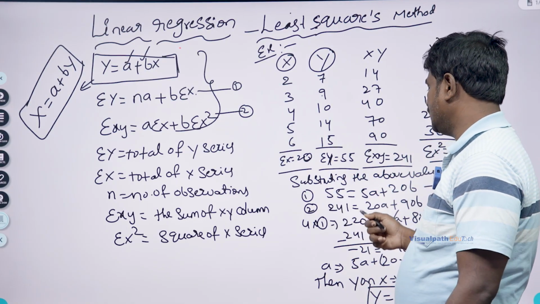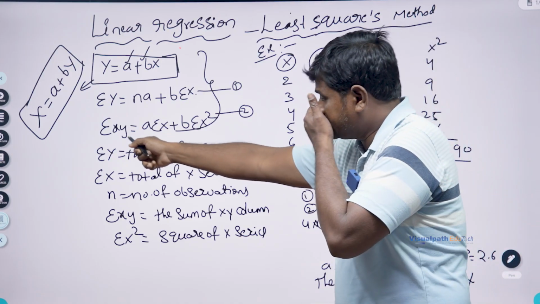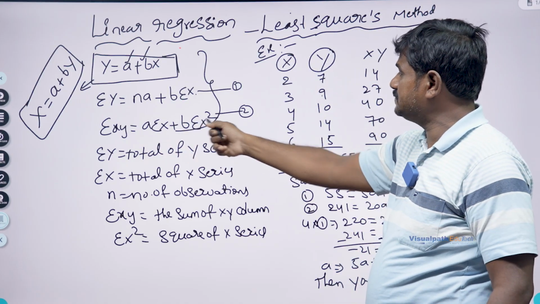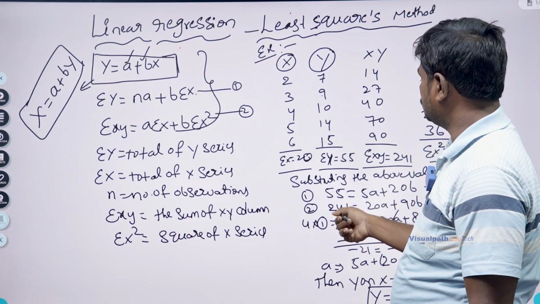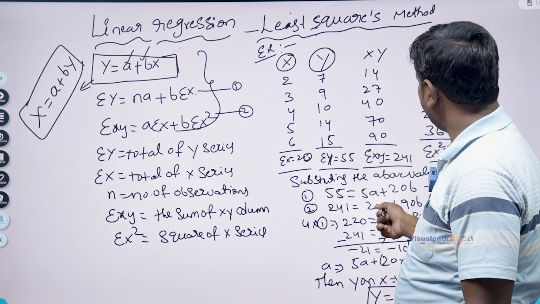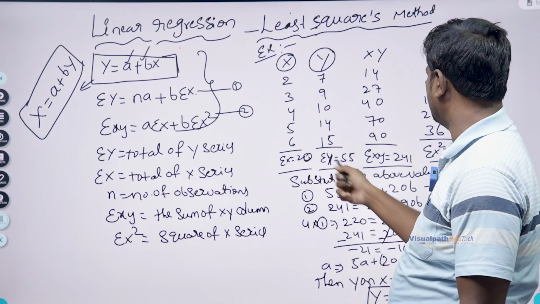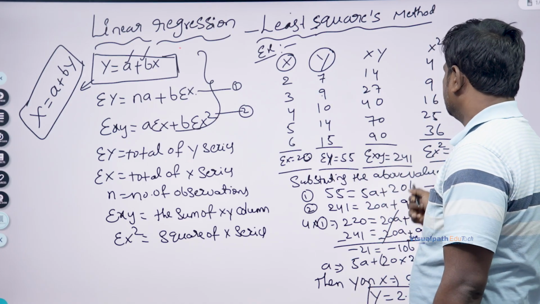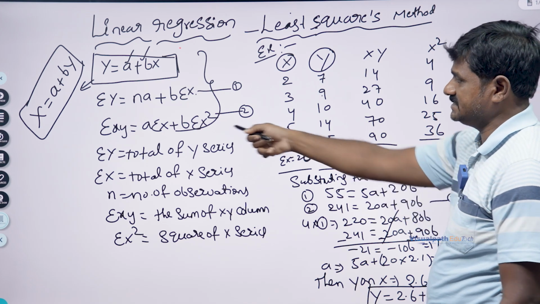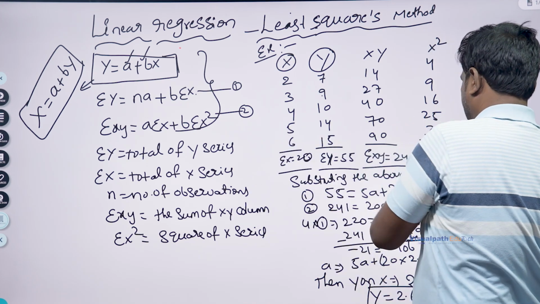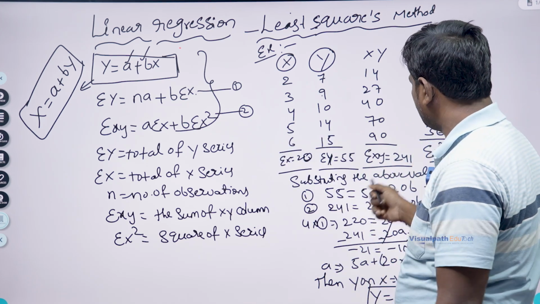Similarly, the second equation: sigma xy is equal to a sigma x plus b sigma x square. Sigma xy is 241, so 241 is equal to a into sigma x, which is 20, so 20a, plus b into sigma x square, which is 90, so 90b. So these two equations we have to solve.